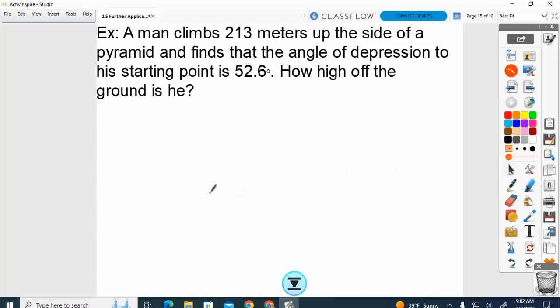A man climbs 213 meters up the side of a pyramid. So how would I draw that? Do we know what a pyramid is? So let's draw one face of the pyramid. So we're looking at a triangle. If he goes up the side, then he's walking along this diagonal here so he can get to the top. So the 213 is this side.